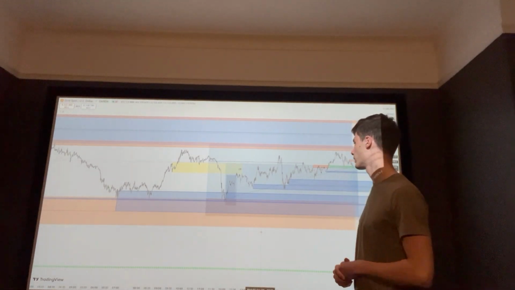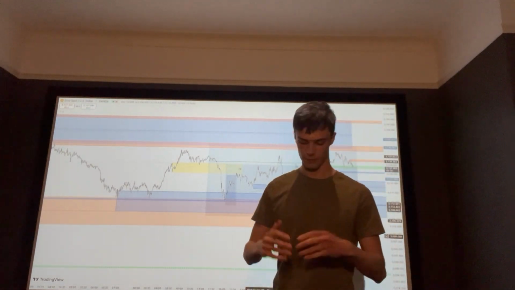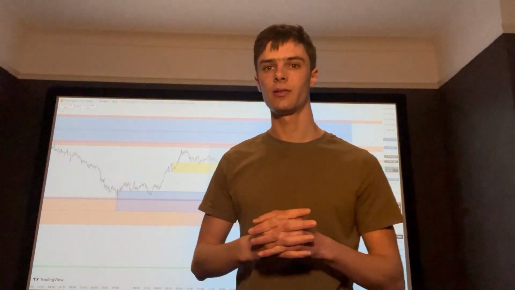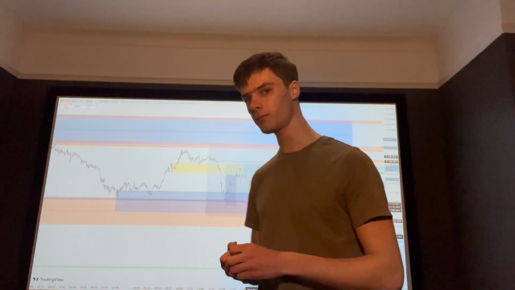It works very nicely, because essentially what you're trying to do is find the bias. If you can find a good bias, then that helps you a lot because you can find the draw on liquidity much easier. Obviously it doesn't work all the time, but using the higher time frame chart allows you to see the overall trend much easier. So that's what I use, and it works well.